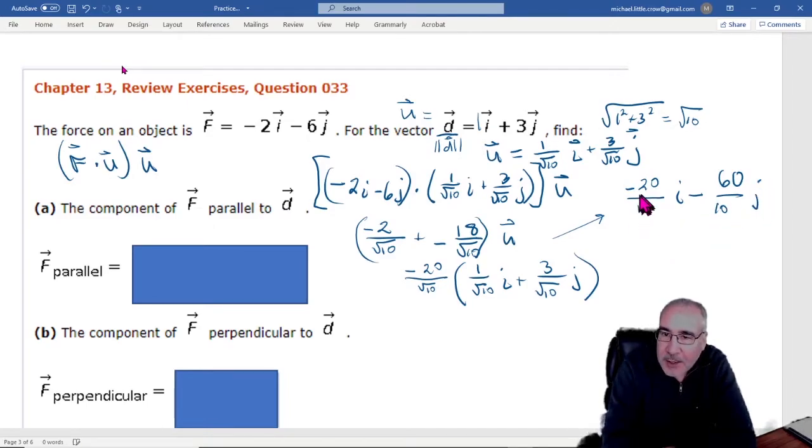The numbers are looking much better. This reduces: negative 20 divided by 10 is negative 2i. Negative 60 divided by 10 is negative 6j. And there we go.